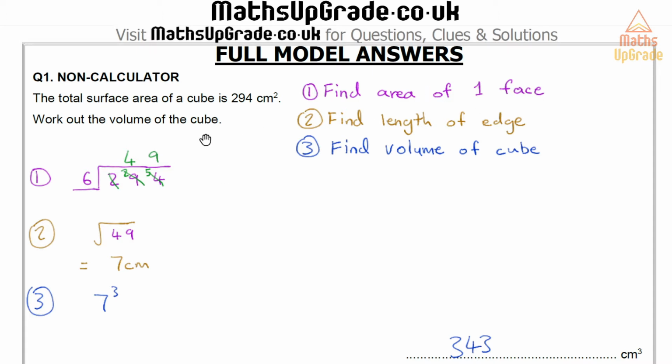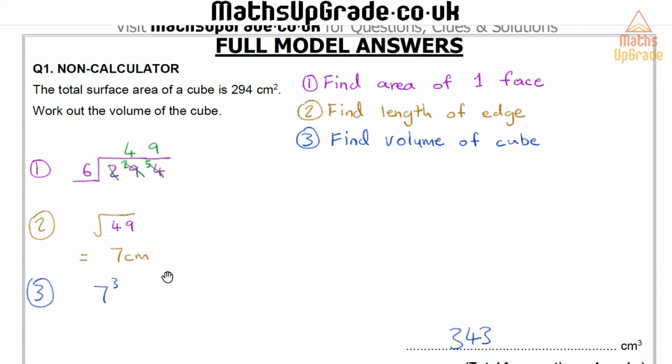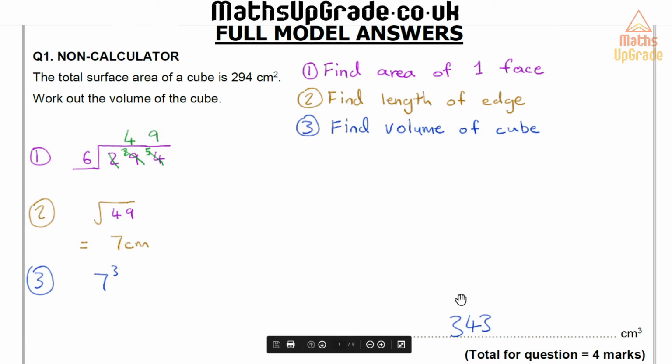To find the area of one face, since the total surface area is 294 and there's 6 equal faces, I can do 294 divided by 6 using short division. That gives me 49. Now, since 49 is the area of one square, to find the edge of one square, I can just square root 49 and that gives me 7. So 7 is the edge length of that cube. To find the volume, I can just do 7 times 7 times 7, which is 343 centimeters cubed. The whole question there is 4 marks.